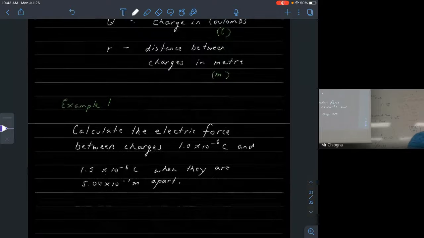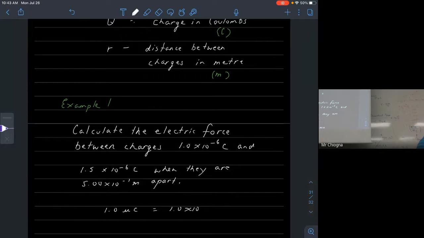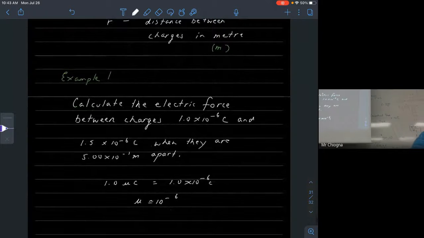Okay, so just before we begin here, sometimes you'll see this. Instead of what I wrote down, you'll see 1 micro Coulomb. This is the same thing as what I wrote down above. It's a Greek symbol or letter, called micro. It refers to 1/1,000,000th, 10 to the minus 6. You'll see this as well.